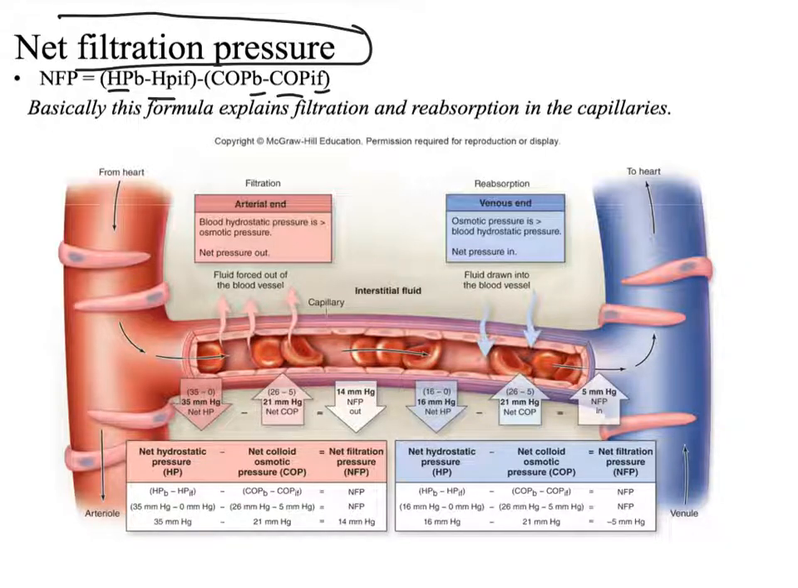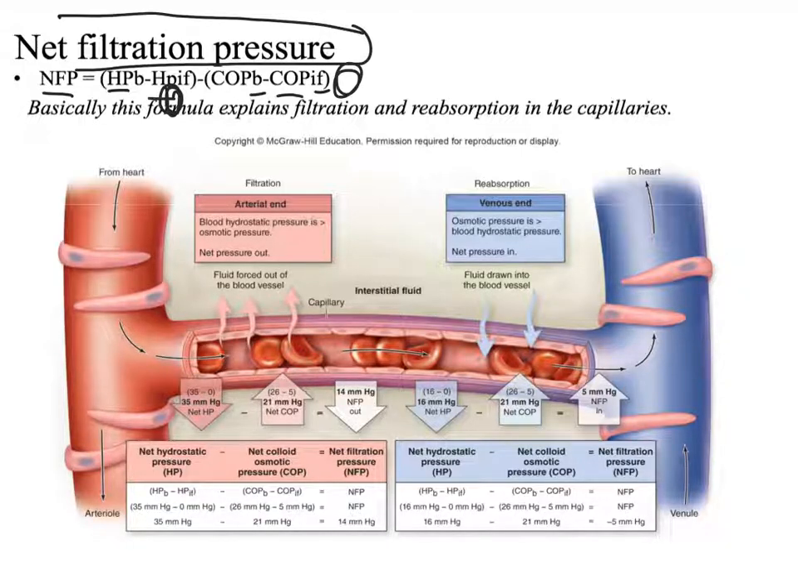Now this is 0, right? This is pretty close to 0. So essentially, the net filtration pressure is hydrostatic pressure of the blood minus the colloidal pressure of the blood. So the net filtration pressure is going to change.